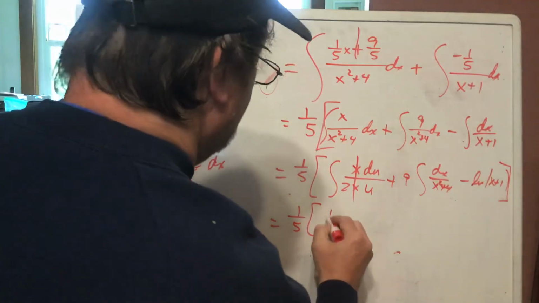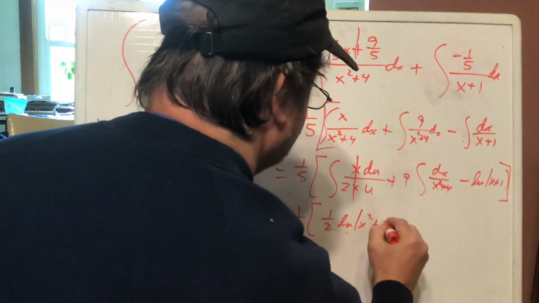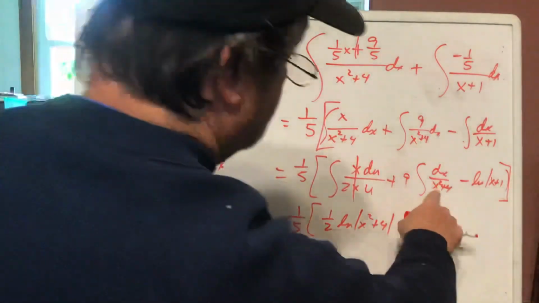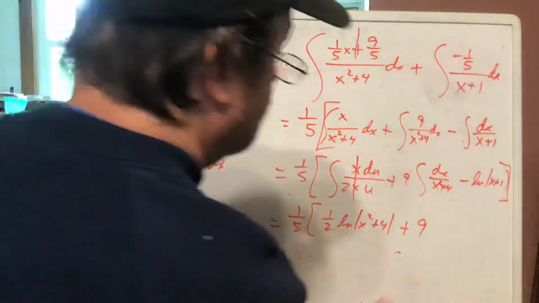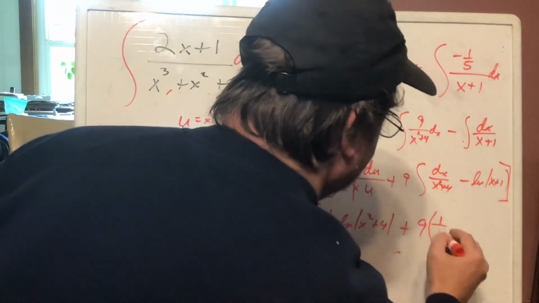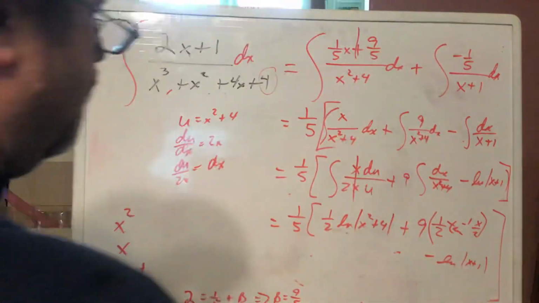So what do I have? I have 1/5 times 1/2 of the natural log of u. u was x squared plus 4. Plus 9 times, and again, that's inverse tangent where x squared plus a squared, a squared is 4. So inverse tangent says 1 over a, where a squared is 4, so a is 2, inverse tangent of u over a, u is x, so it's x over 2. And then our last term is minus natural log of x plus 1. And that's it.